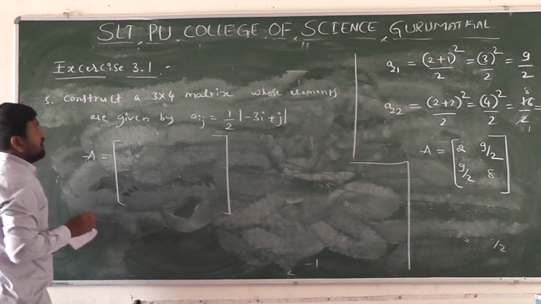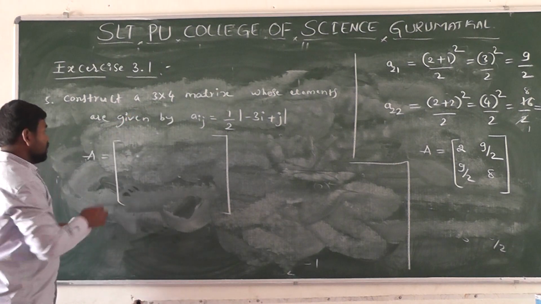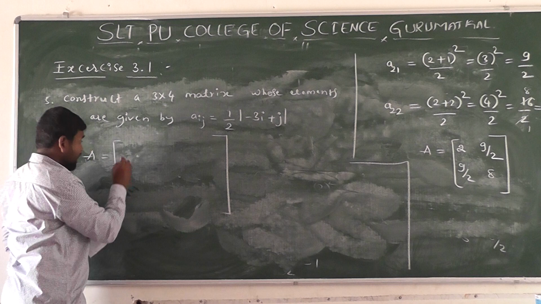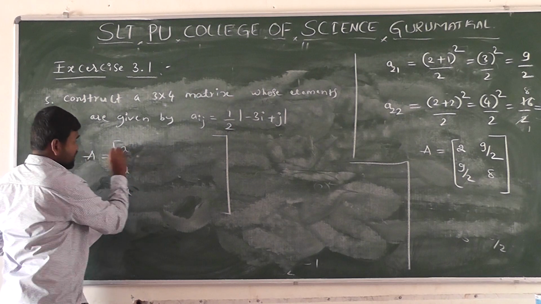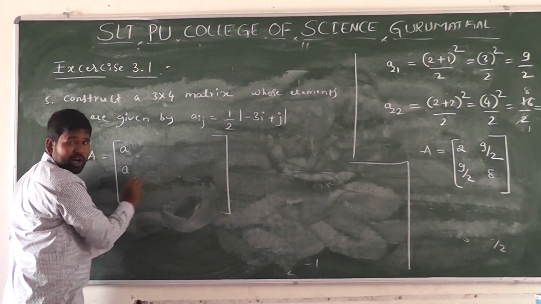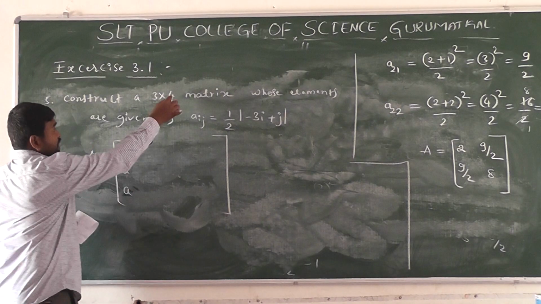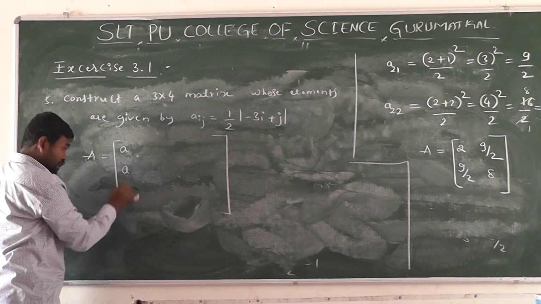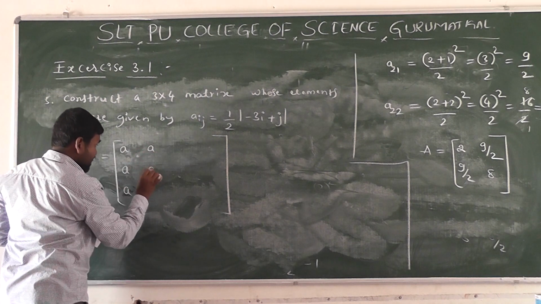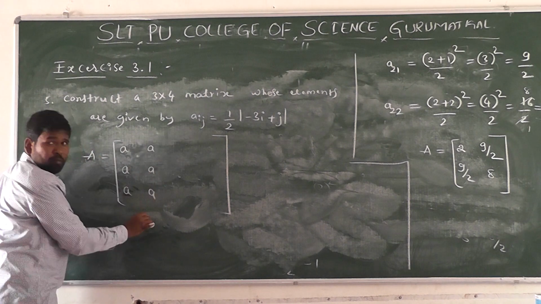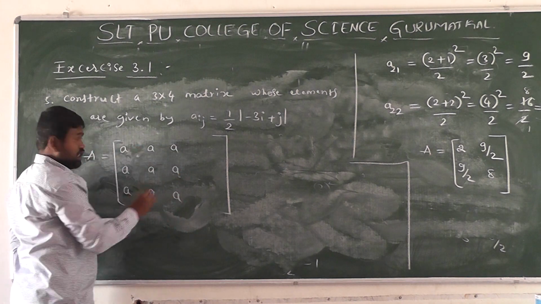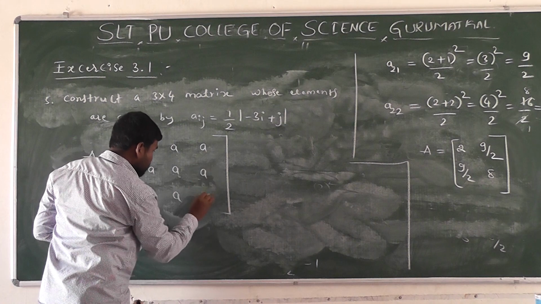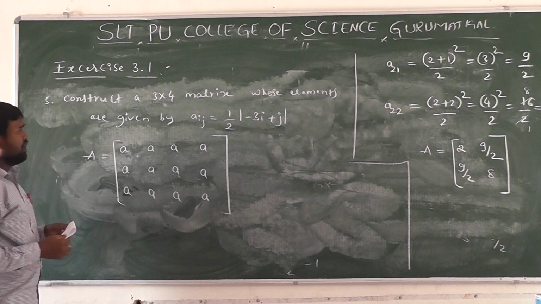Then first we have to arrange 3 rows. Rows is nothing but a horizontal line, right? How many rows do we have to arrange here? 3 rows. This is the first row, this is the second row, and this is the third row. Then how many columns? 4 columns. This is the first column, the second column, the third column, and the fourth column. This is a matrix of order 3 cross 4.